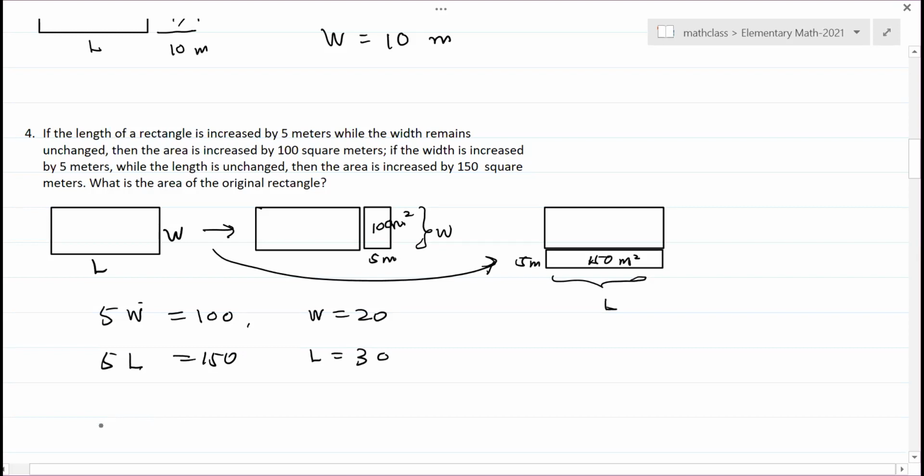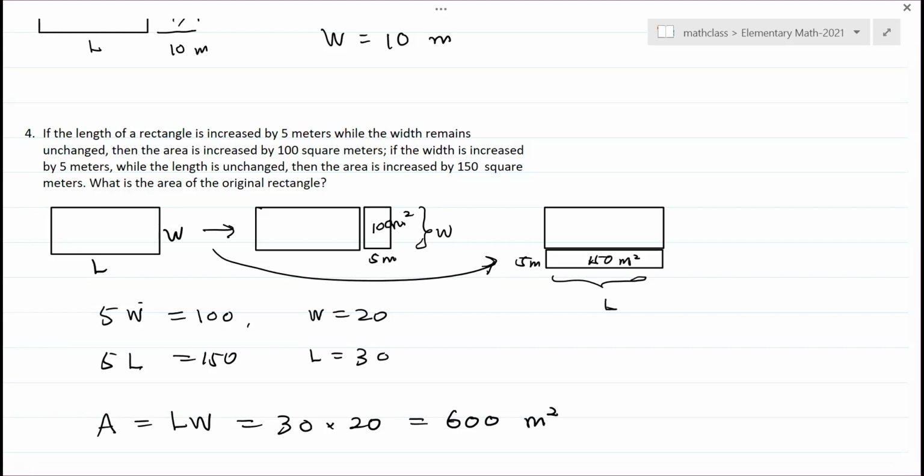So therefore, the area of the original rectangle is going to be 30 times 20. So it's 600 square meters. Okay, 600 square meters. Right, so that is the answer. Great.